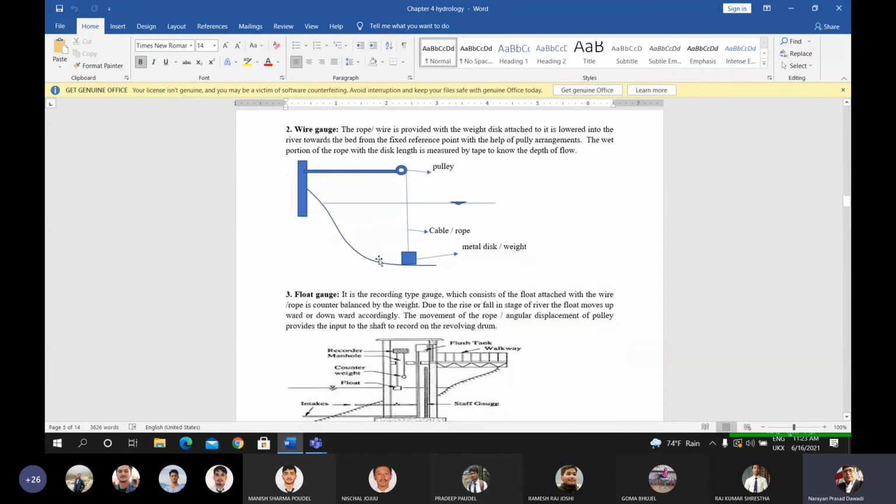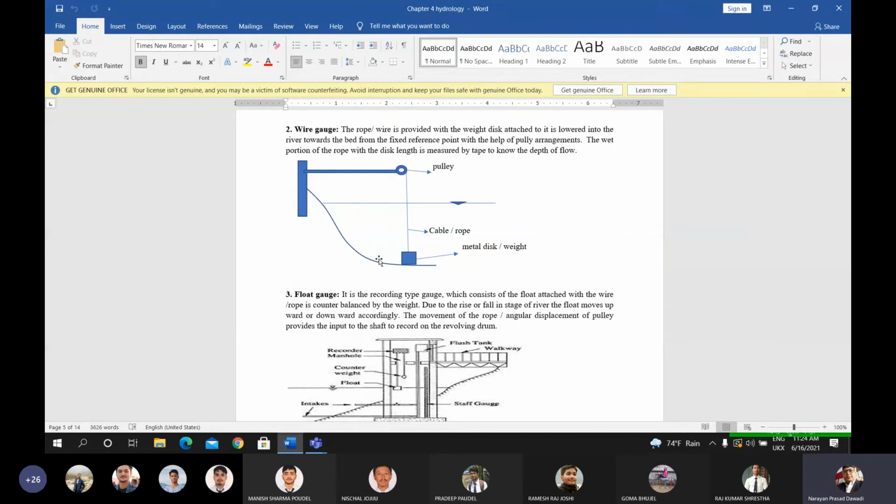Now, the wire gauge. This is another technique to measure the depth of the flow. In this measurement, a vertical bar is not used. A rope or cable is used. The rope or cable is provided with a metal disc at its end, and that is inserted into the river bed using a pulley. The wet portion of the rope is measured. That gives the depth of the flow.